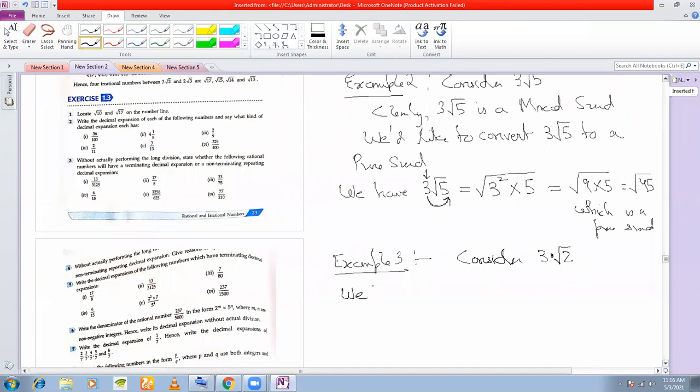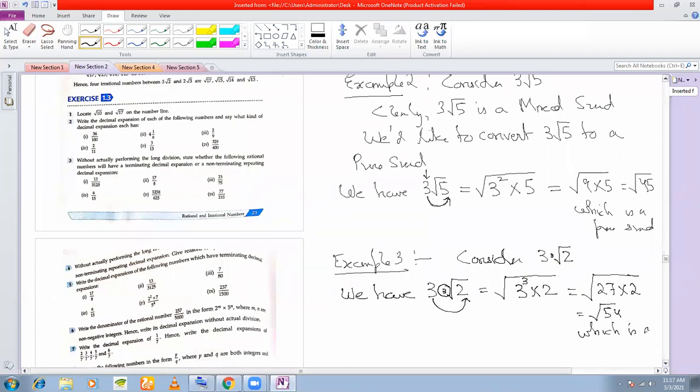So what we do in order to make this a pure surd, 3 into cube root of 2? Have a look at the order. What is the order of this? The order of this is 3. So when 3 enters this, it will take the power equal to its order. So 3 will become 3 cube into 2, which is equal to 27 into 2, which is equal to cube root 54, which is a pure surd. Any questions?